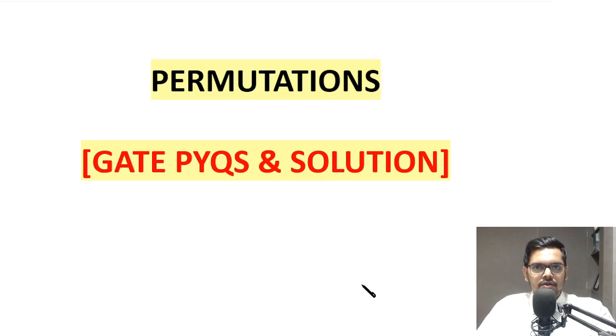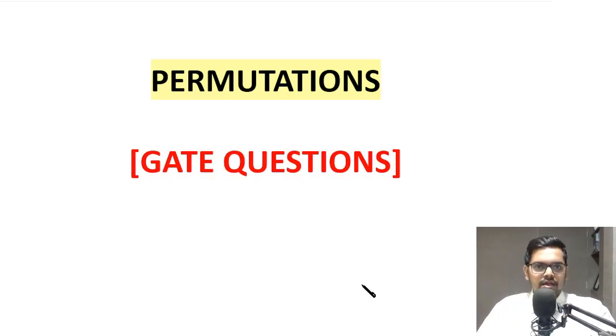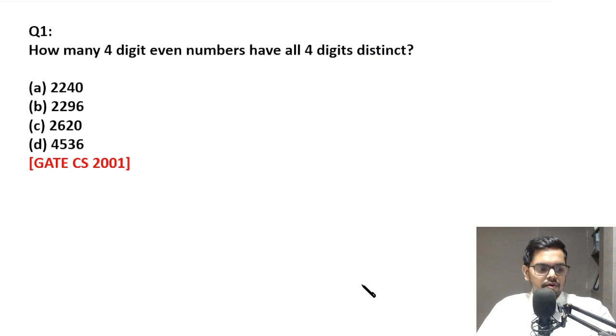In today's class, we are going to solve GATE questions on permutations. First of all, I will give you all the questions so that you can try by yourself. Then you look at my solutions with tricks and techniques, and I will also explain the traps. So let us start the lecture with the very first question, GATE CS 2001. Pause the video, try by yourself, then go to the next question.